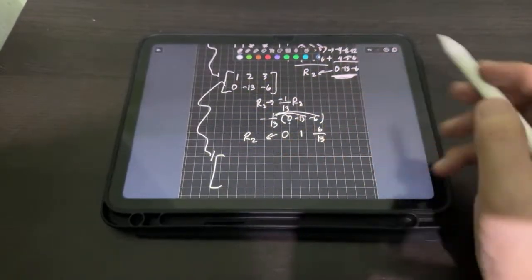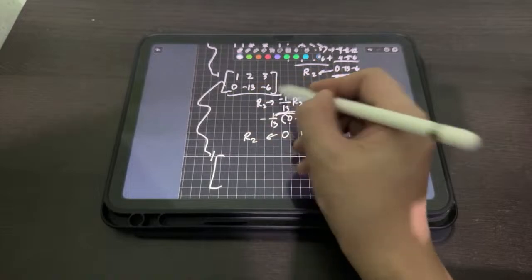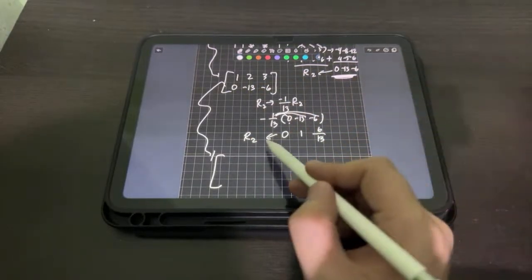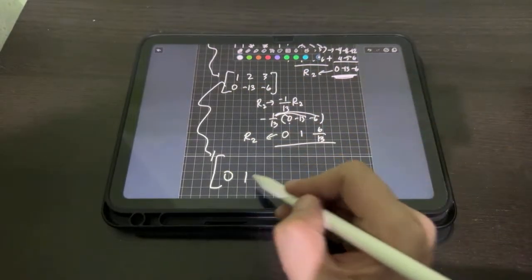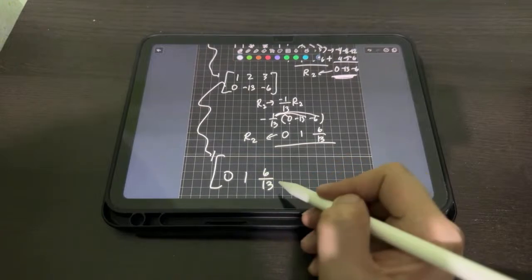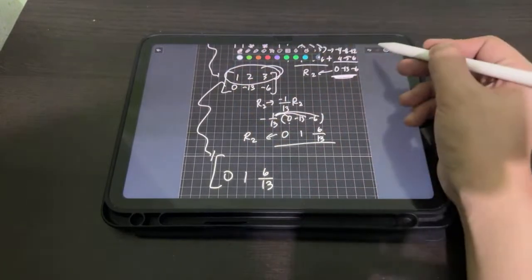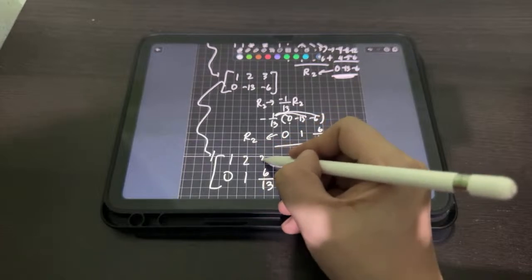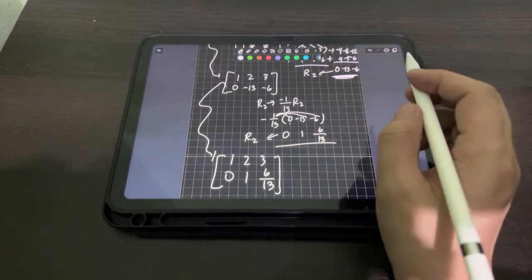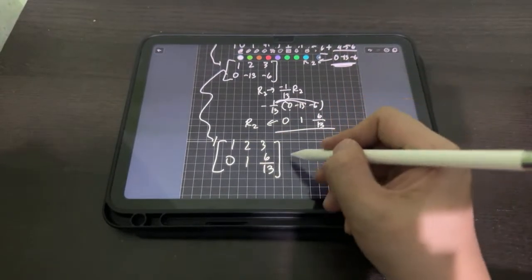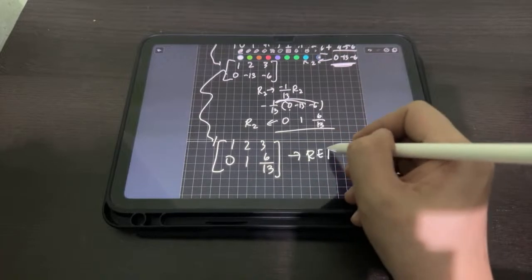So finally, the REF form is: the new entries in row 2 will be 0, 1, 6 over 13. Then copy the entries in row 1, 1, 2, 3. Okay. So this is the REF.